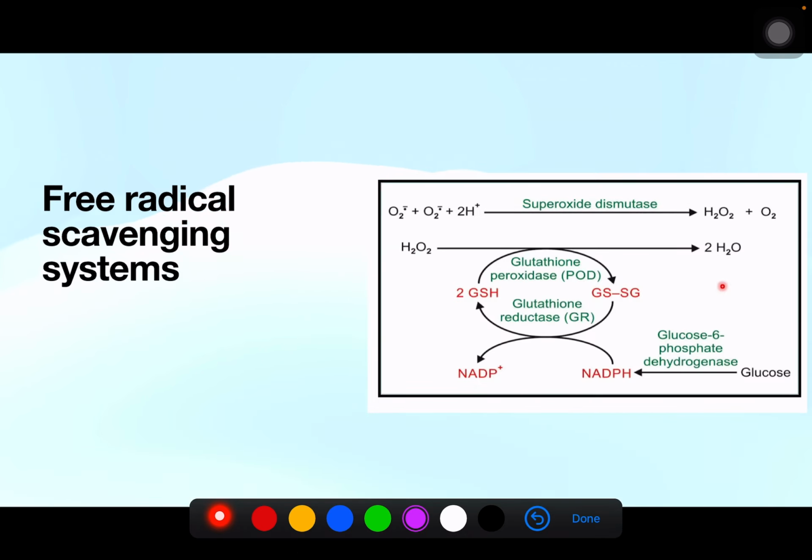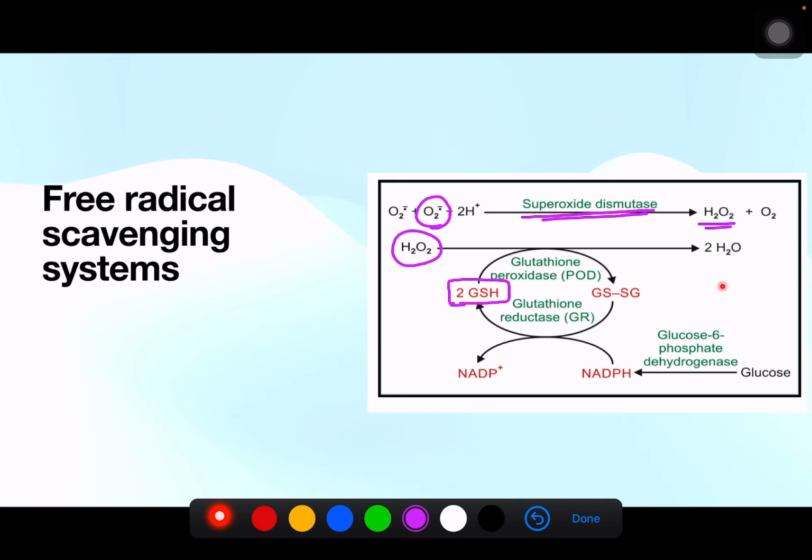So look at this. We have already seen the function of superoxide dismutase. What does it do? It converts the superoxide anion radical to hydrogen peroxide. Now this hydrogen peroxide has to be scavenged again, because it itself has the characteristics of a free radical. What helps in removing the free radical effect of hydrogen peroxide? That is nothing but the reduced glutathione.